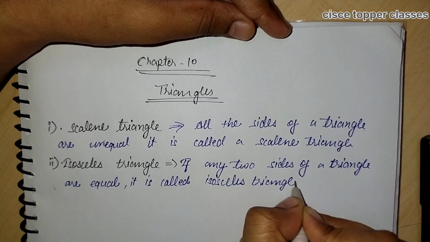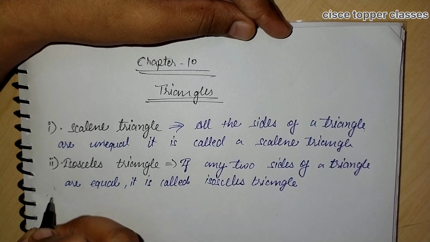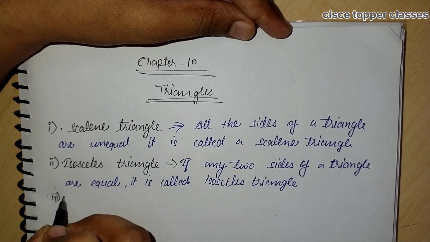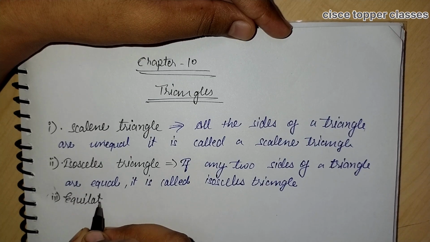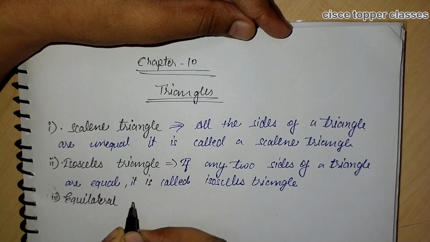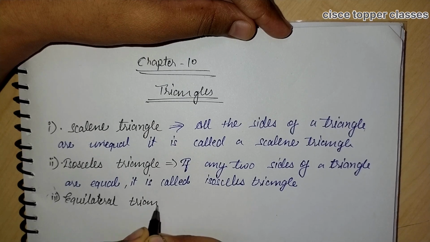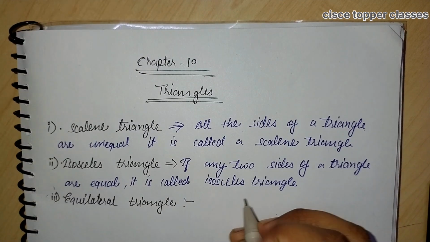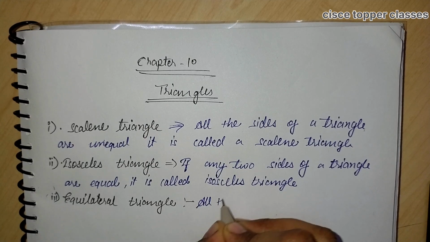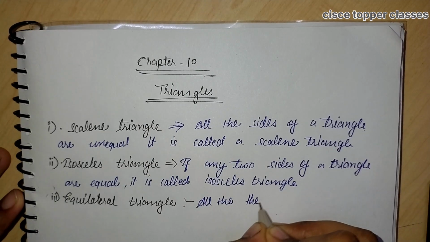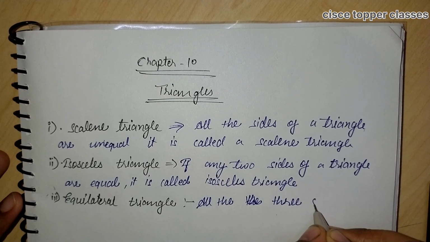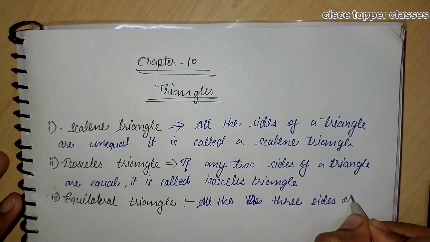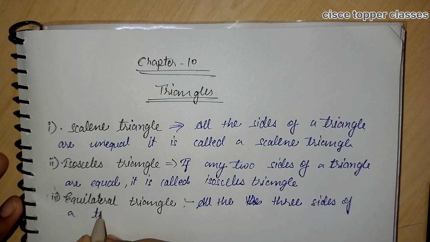The third type of triangle here is the equilateral triangle, in which all the three sides are equal. In an equilateral triangle, all three sides of the triangle are equal.